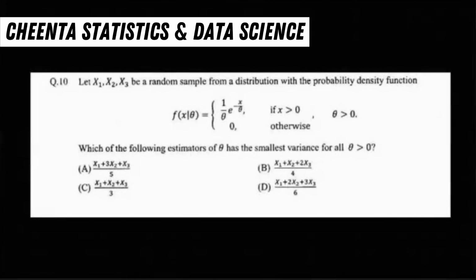Today we are going to solve this problem from IIT JAM MS 2017, problem number 10. The problem says: let x1, x2, x3 be a random sample from a distribution with the probability density function f of x given theta equals 1 by theta into e to the minus x by theta if x is positive and 0 otherwise, where theta is greater than 0. Theta is the parameter here. Which of the following estimators of theta has the smallest variance for all theta greater than 0?